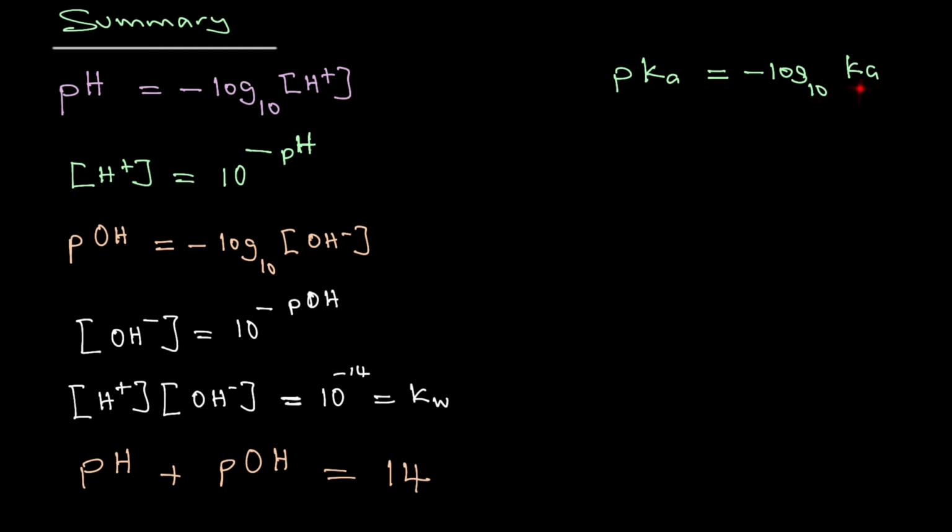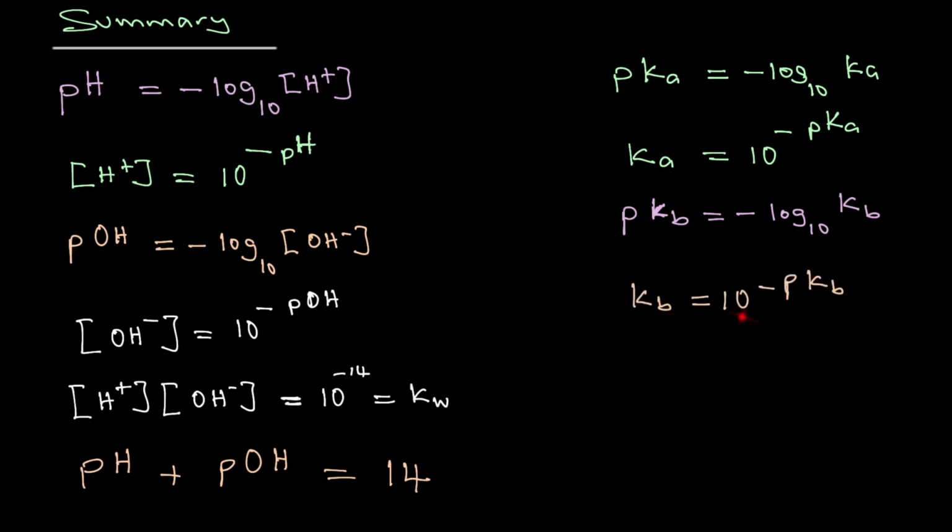pKa equals minus log base 10 Ka. Ka equals 10 to the power minus pKa. pKb equals minus log base 10 Kb. Kb equals 10 to the power minus pKb. Ka times Kb equals 10 to the power minus 14. pKa plus pKb equals 14, just like pH plus pOH equals 14. Concentration of H plus times concentration of OH minus equals 10 to the power minus 14, and that's Kw. Ka times Kb equals 10 to the power minus 14. So easy to remember them.